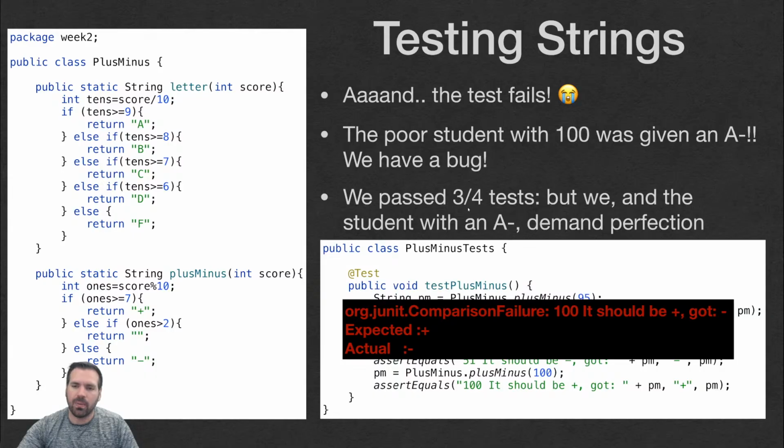So, yeah, we passed 3 out of 4 tests. Is that a 75? Do we get a B? Or sorry, a C? Do we get a C for getting a 75%? No. We demand perfection with our tests. It's all or nothing. So we have to pass this last test. We have this edge case of 100. The big thing here, one, use either assertEquals or .equals to compare your strings.